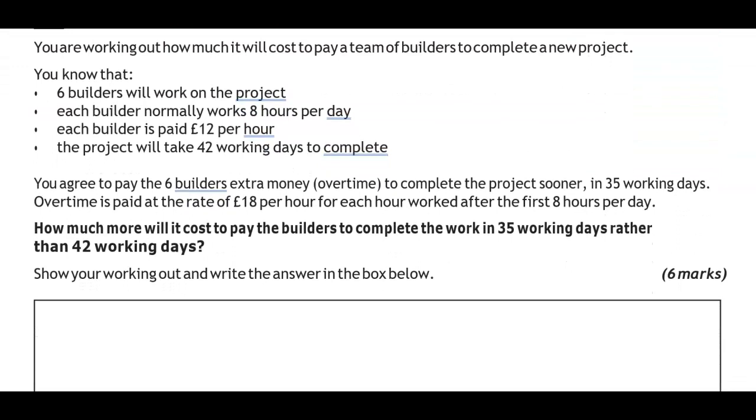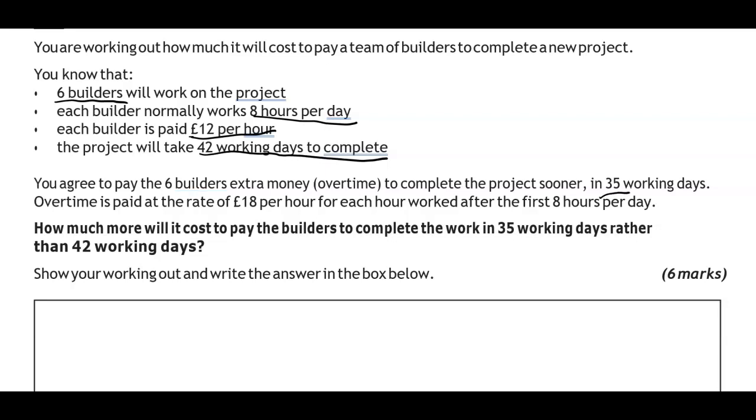You're working out how much it will cost to pay a team of builders to complete a new project. You know that 6 builders will work on the project. Each builder normally works 8 hours per day. Each builder is paid £12 per hour. The project will take 42 working days to complete. You agree to pay the 6 builders extra money over time to complete the project sooner.